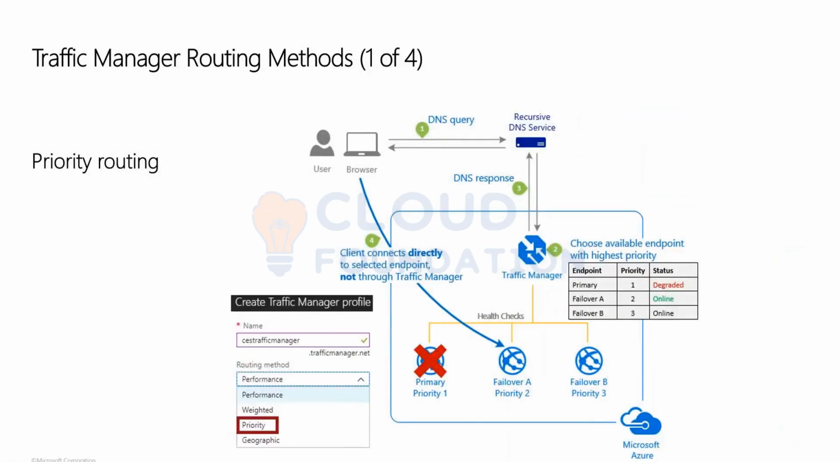Now, one of the important aspects that differentiates it from the other members: here you have multiple routing methods, a number of routing algorithms. You will have priority-based routing, weighted routing, geographical routing, performance-based routing. There are different routing methods over here, which differentiate Traffic Manager from other members.